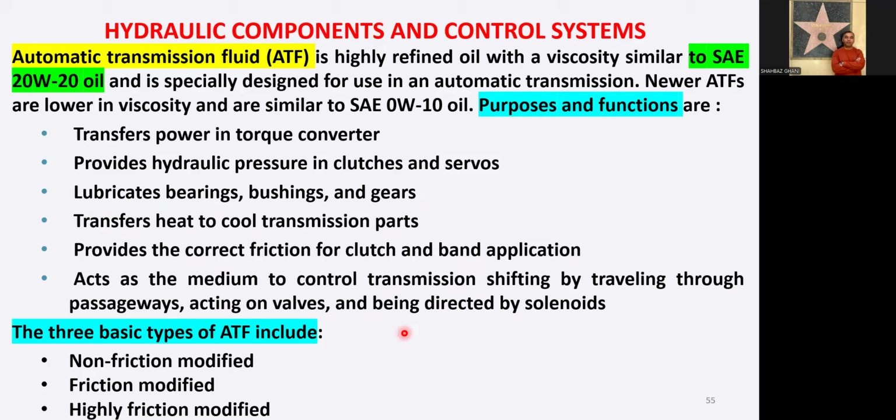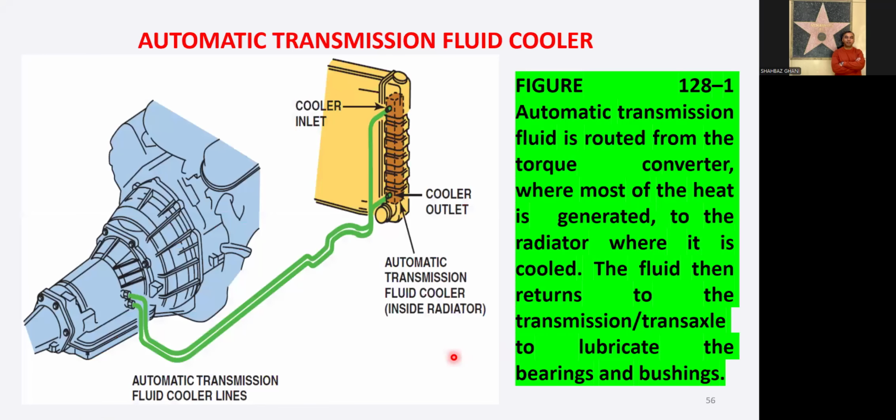Now, three basic types of automatic transmission fluid include non-friction modified, friction modified, and highly friction modified. There are three types of automatic transmission fluids which are non-friction modified, friction modified, and highly friction modified.